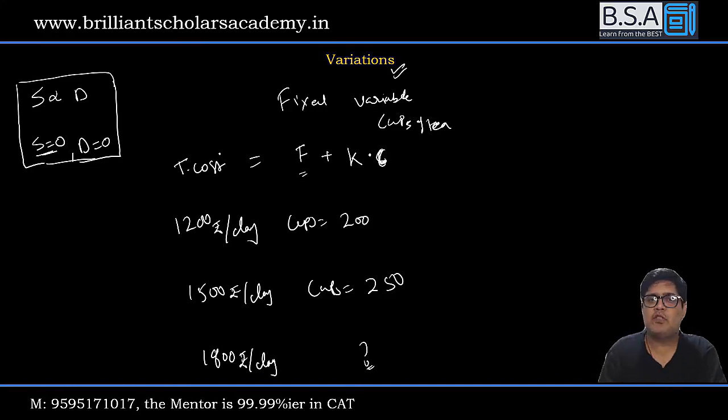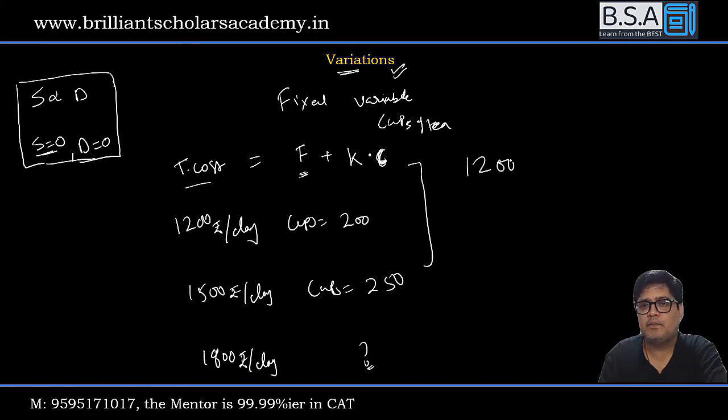So the wording of such questions will be: cost of running a tea stall is partially fixed and partially varies directly with the number of cups. Something like this will be mentioned. So you can always form a linear equation. This is the constant, this is the fixed. A is the fixed price. And you can form one more linear equation.